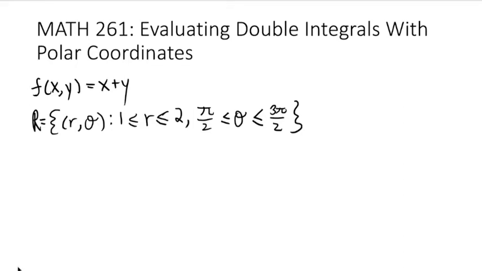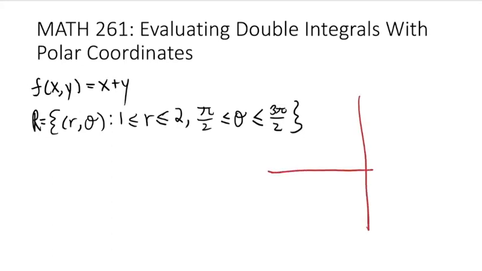My name is Amanda, and today we're going to be looking at Calculus 3, Math 261, evaluating double integrals with polar coordinates. Today we're going to be looking at the example of the function f of x, y equals x plus y, and that's going to be within the region of r, theta, where 1 is less than or equal to r, less than or equal to 2, and where pi over 2 is less than or equal to theta, less than or equal to 3 pi over 2. So this here is establishing the region that it's going to take place within. That's going to give the bounds of that integral.